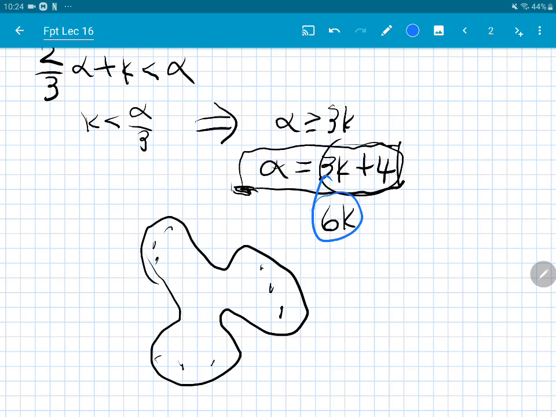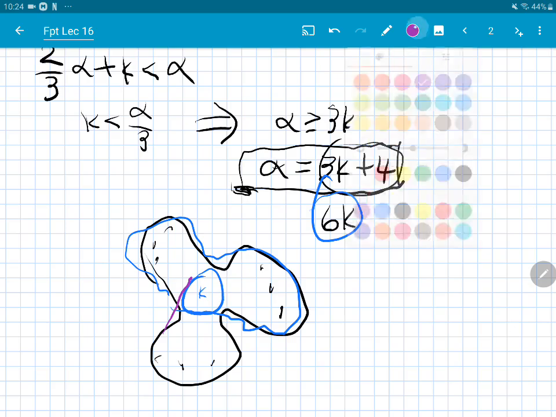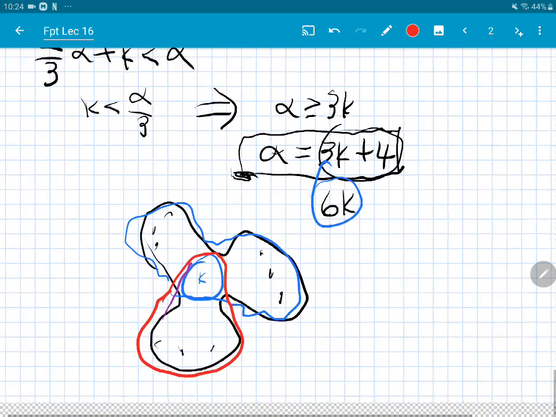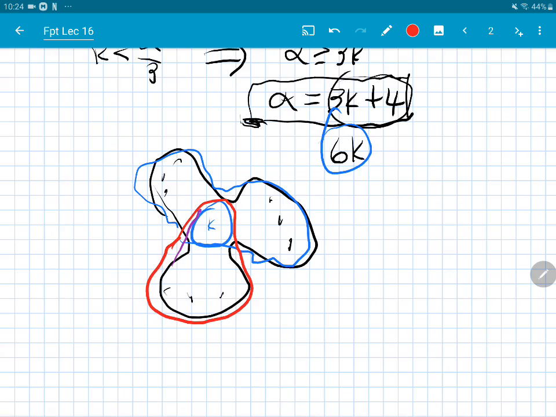Exactly 6k, right? So what we just proved is that there is a set of k nodes such that we can now break the graph into two pieces. This piece and this piece, let me use a different color. And this piece, such that the two pieces share only k vertices, and the two pieces are smaller.